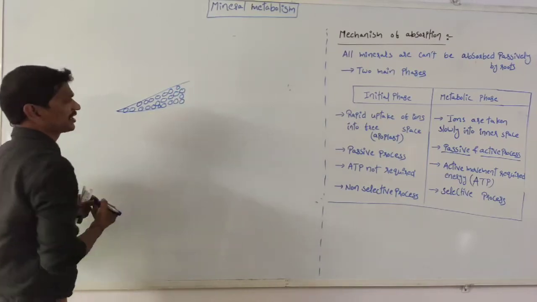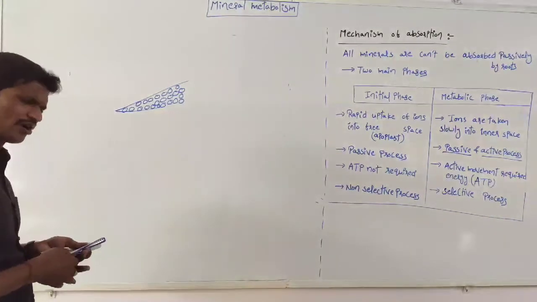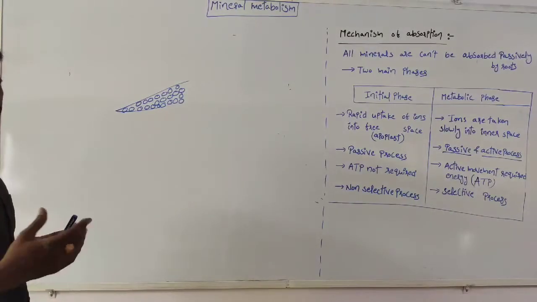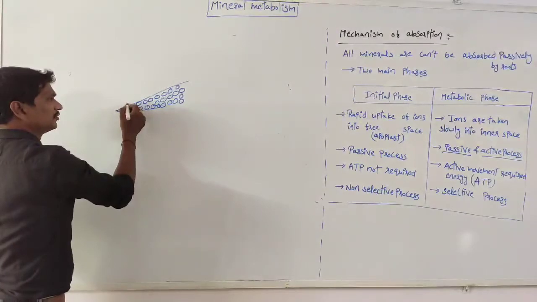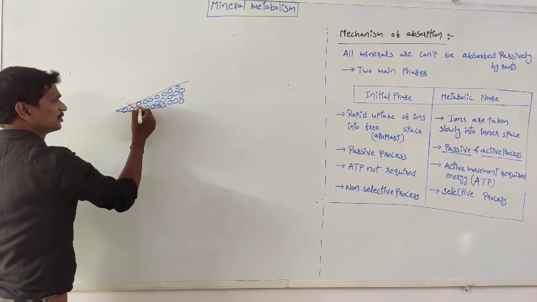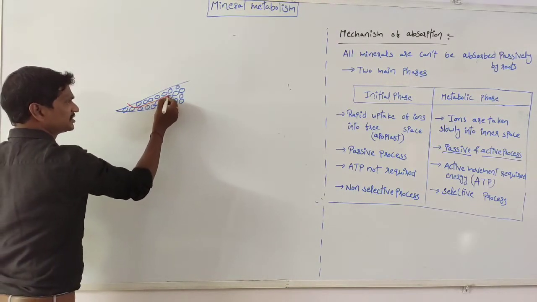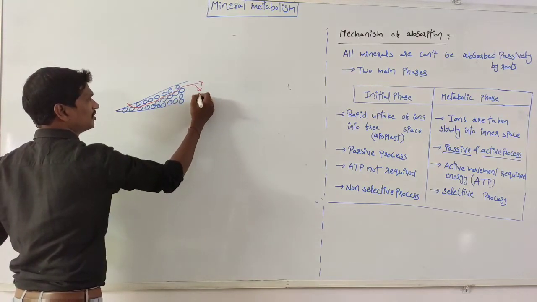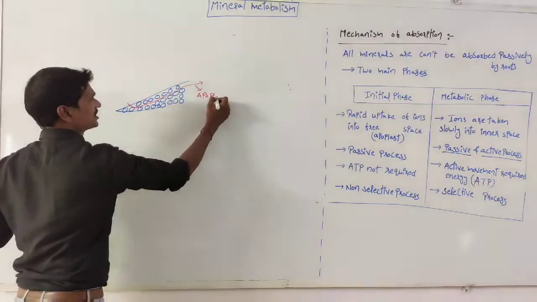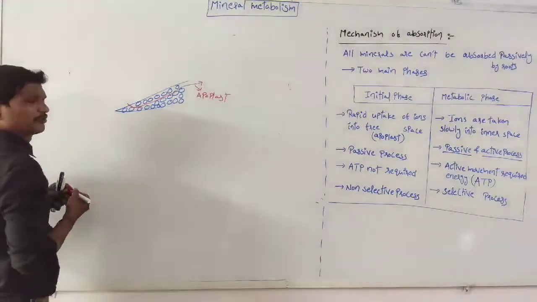So here two kinds of transportation are taking place. The water is transported in two ways. The minerals are also transported in two ways. See, this is the water molecule absorbed and transported between adjacent cell walls. This one is called apoplast. This type of transportation is called apoplast.